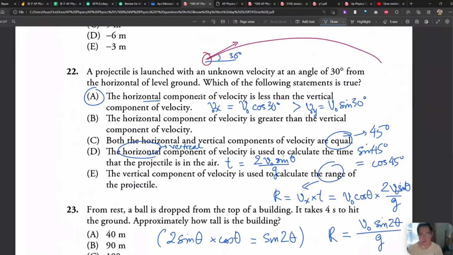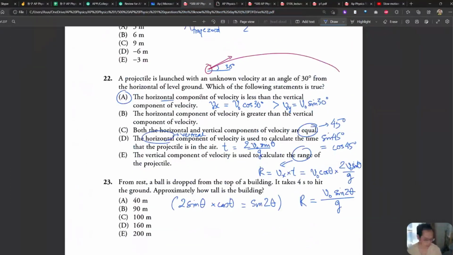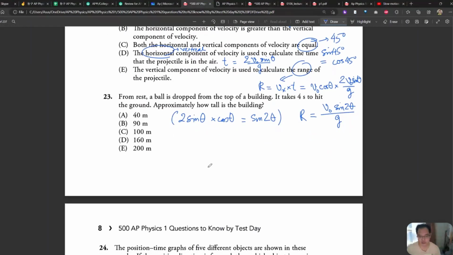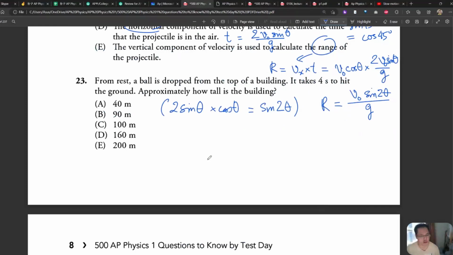The answer: for this 30 degree angle, the horizontal component is greater than the vertical component. The two components are only equal when the angle is 45 degrees. 23. From rest, a ball is dropped from the top of a building and takes 4 seconds to hit the ground. Approximately how tall is the building?